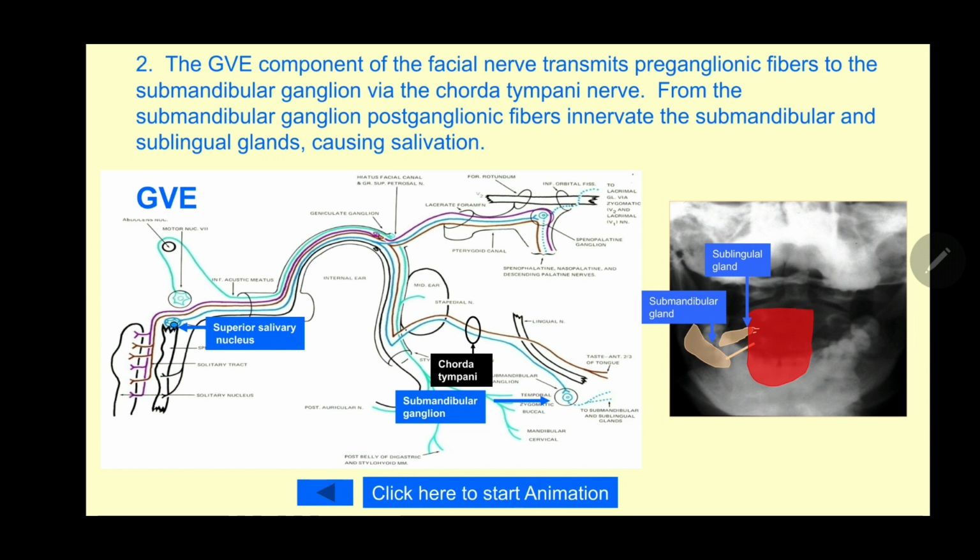Now this component, the general visceral efferent component, again the parasympathetic innervation of the facial nerve, is transmitted through the preganglionic fibers to the submandibular ganglion via the chorda tympani nerve. From the submandibular ganglion, the postganglionic fibers innervate the submandibular and sublingual glands. What will they cause? They will cause salivation.